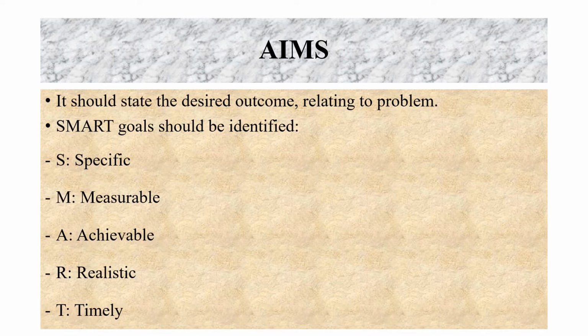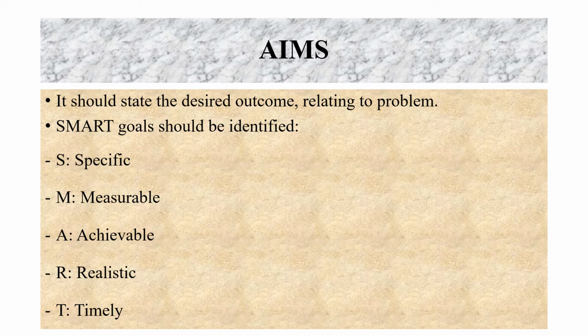Aim. Aim should state the desired outcome. It should be related to the problem. You can use the SMART mnemonic to identify or to write the aims. S is specific. Your aim should be specific, not general. Your aim should be direct, detailed and meaningful. M is measurable. Your aim should be quantifiable to track the progress or the success.